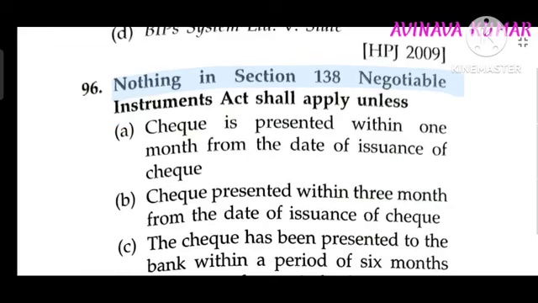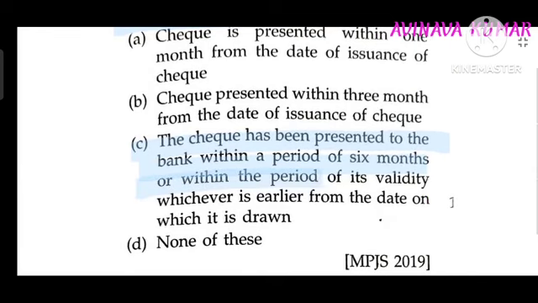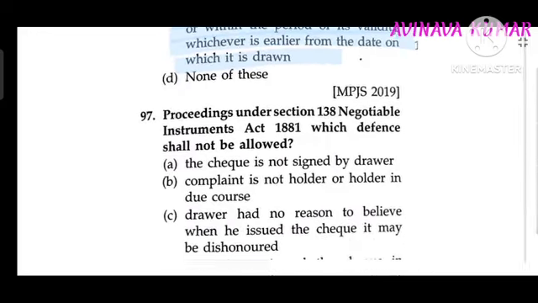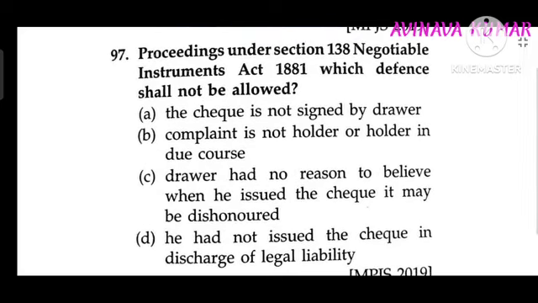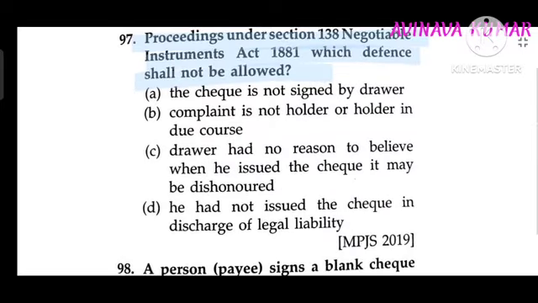Nothing in Section 138 of NIA shall apply unless the check has been presented to the bank within a period of 6 months or within a period of its validity, whichever is earlier, from the date on which it is drawn. In a proceeding under Section 138 of the Negotiable Instruments Act, which defense shall not be allowed? Drawer has no reason to believe when he issues a check that it may be dishonored.